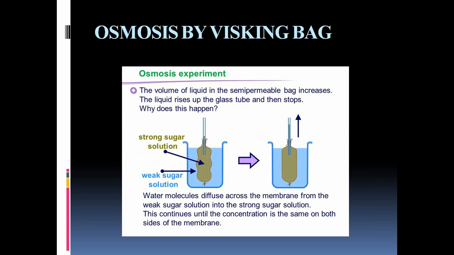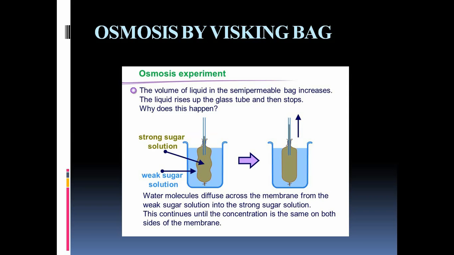Next we conduct the same experiment with a whisking bag. In your book you have taken plain water in the beaker, but in this experiment I have taken weak sugar solution in the beaker and strong sugar solution in the whisking bag. So the same thing happens. What? The whisking bag is also a semi-permeable membrane. So here also the same thing happens.